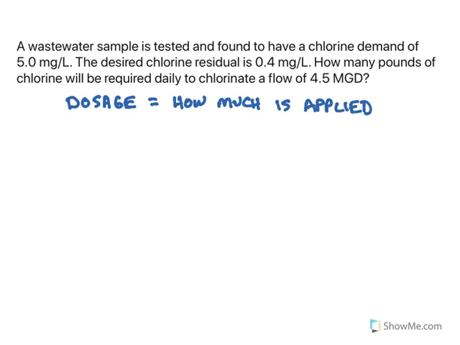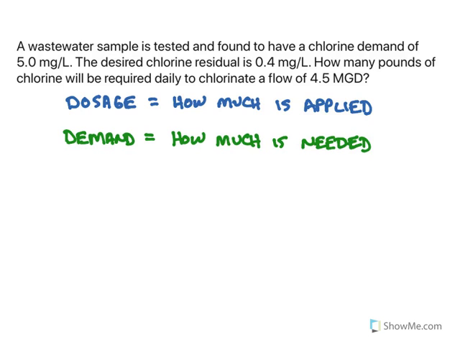The second D word is demand. And the way to think about demand is that's how much is needed for disinfection. So how much is needed to disinfect.